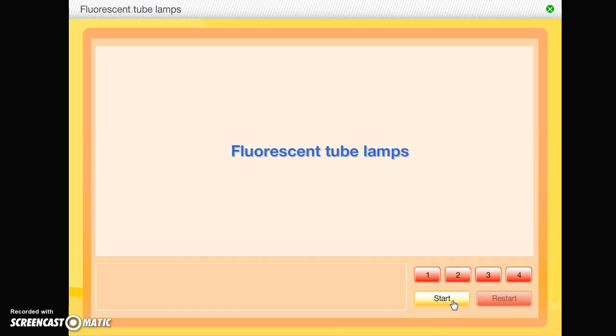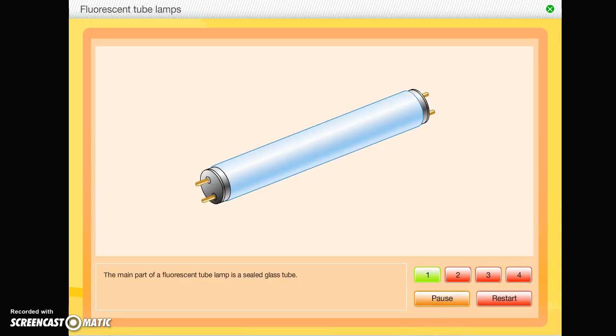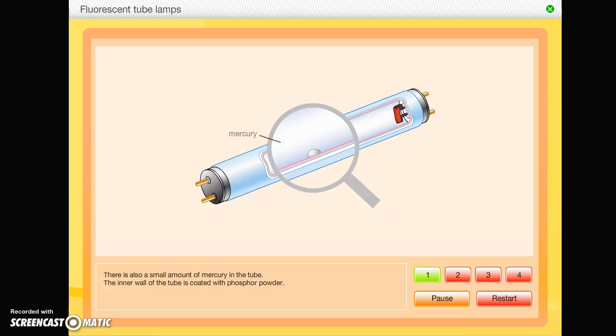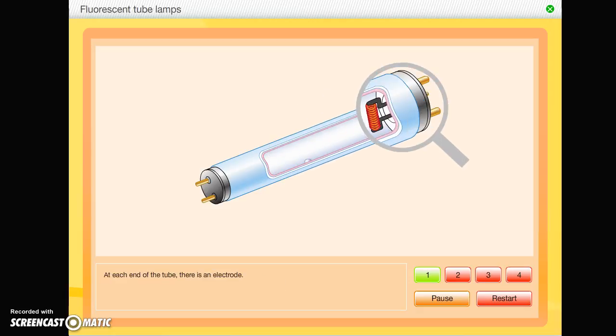The following simulation explains the working mechanism of fluorescent tube lamps. The main part of a fluorescent tube lamp is a sealed glass tube. It contains an inert gas such as argon inside under very low pressure. There is also a small amount of mercury in the tube. The inner wall of the tube is coated with phosphor powder. At each end of the tube, there is an electrode.